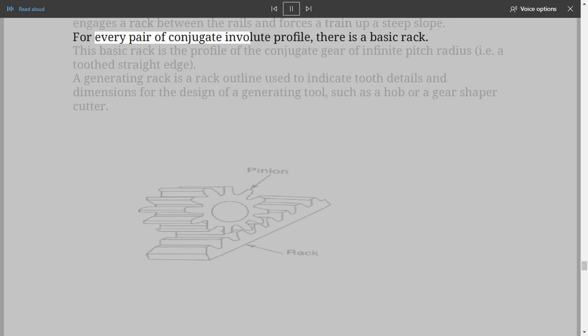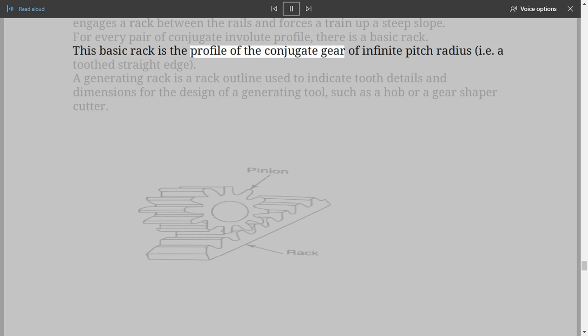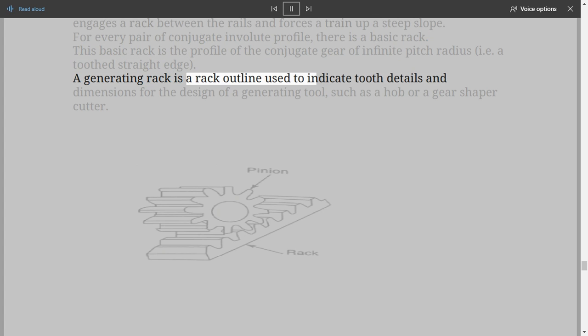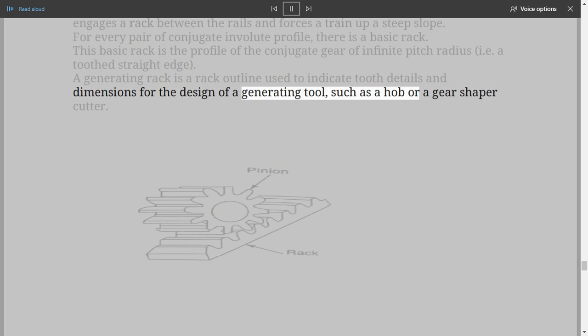For every pair of conjugate involute profile, there is a basic rack. This basic rack is the profile of the conjugate gear of infinite pitch radius, i.e. a toothed straight edge. A generating rack is a rack outline used to indicate tooth details and dimensions for the design of a generating tool, such as a hob or a gear shaper cutter.